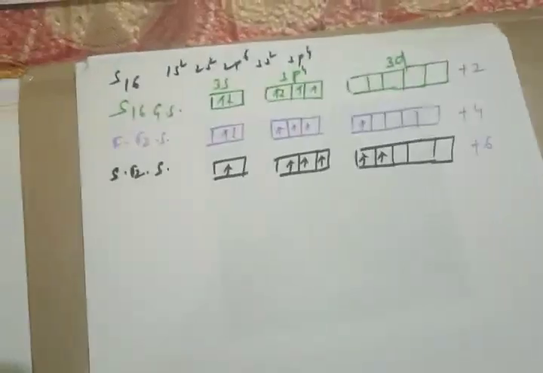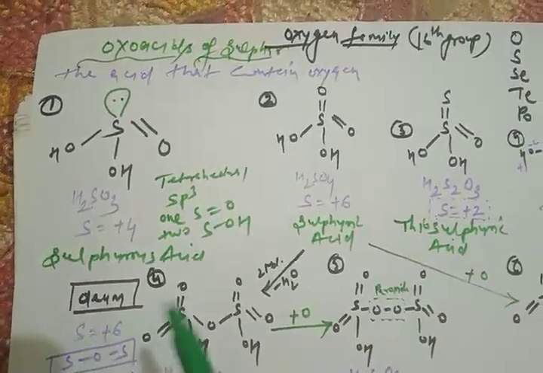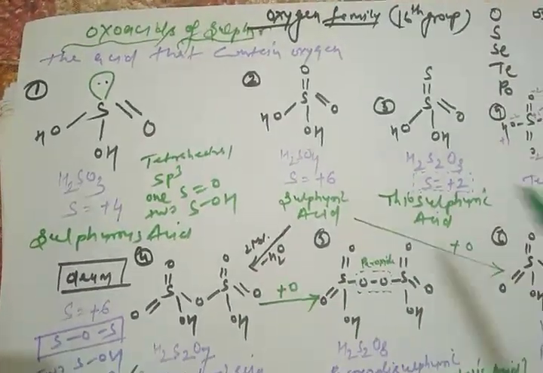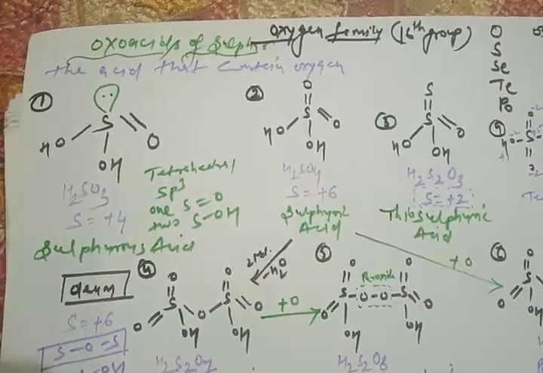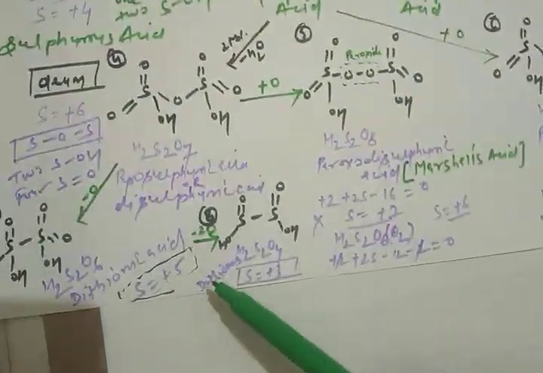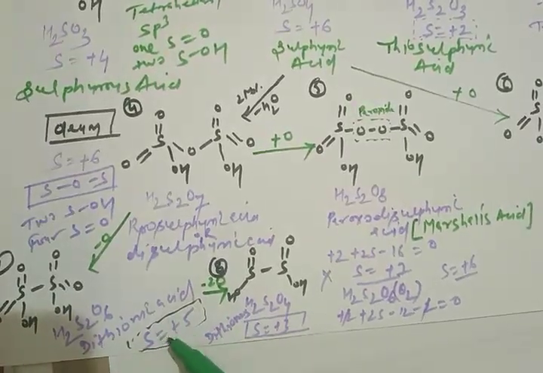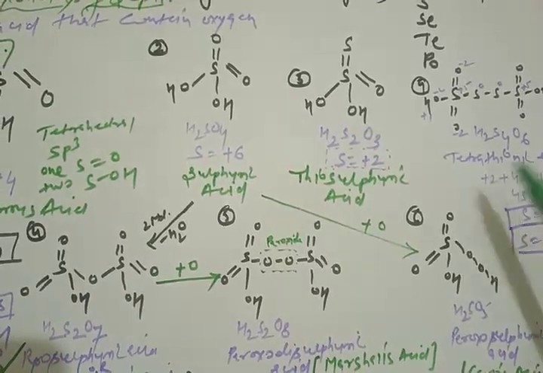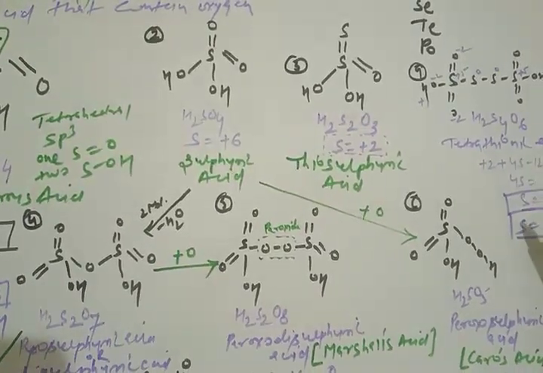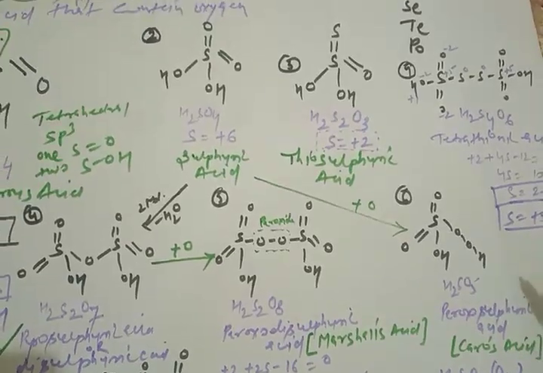And all thio groups or all thiosulfuric acids have different oxidation states. As you can see, these three oxidation states do not belong to thio. This is the dithionous acid, so it shows +3. This is the dithionic acid, it shows +5. This is the tetrathionic acid, showing +5. Actually S is 2.5, but it is +5.